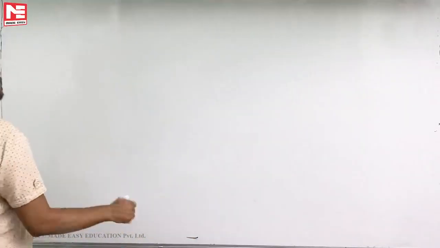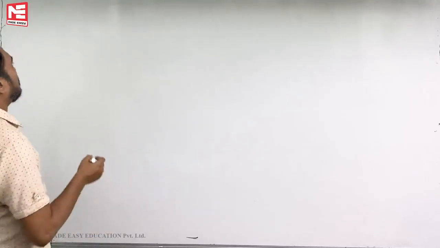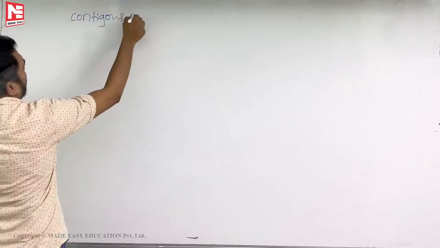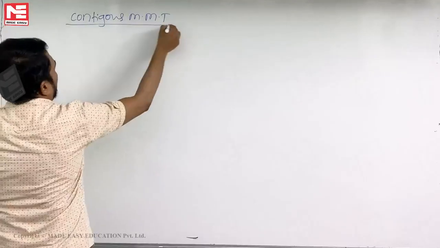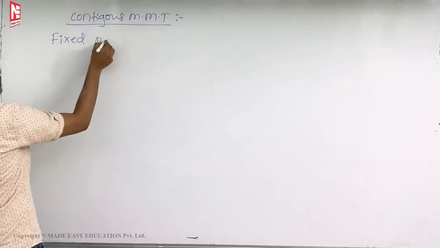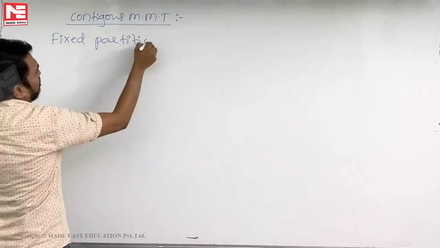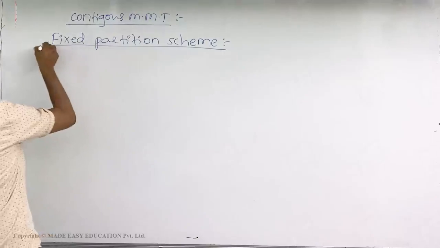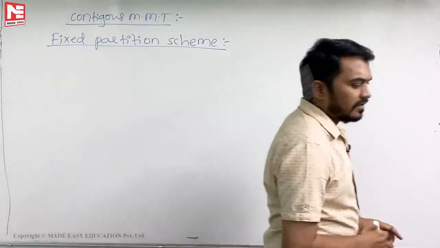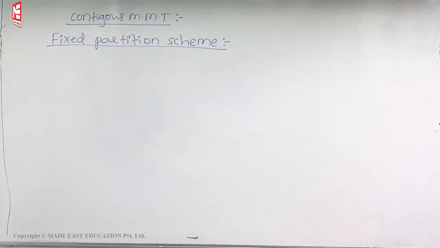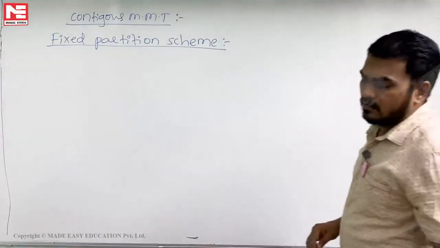So first, keep the heading: contiguous memory management techniques. So the first one is what? Fixed partition scheme. Note it down, make the proper heading. Keep the heading contiguous memory management techniques. First one is a fixed partition scheme.